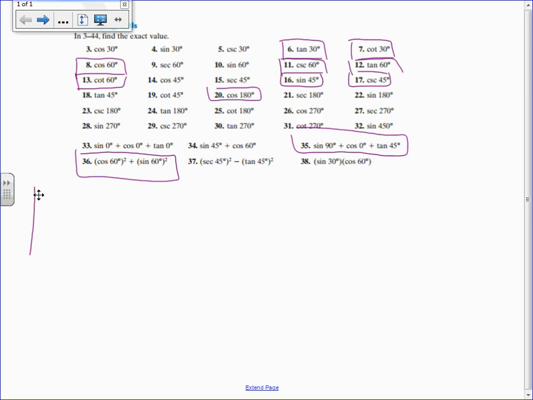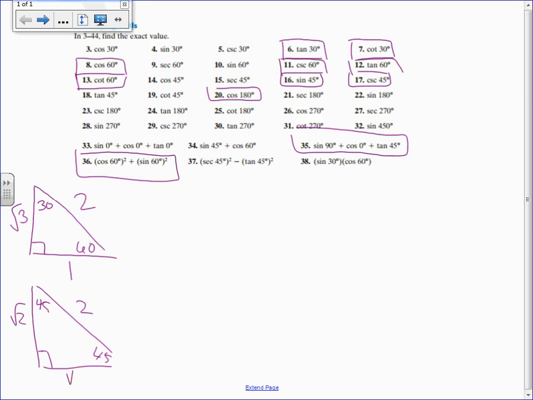So our first special right triangle is our 30, 60, 90. Remember the hypotenuse is always 2, and then I'm left with 1 and square root of 3. Smallest side is across from the smallest angle, so 1 has to go across from 30. My other triangle, 45, 45, 90. Remember the hypotenuse is always 2, and here my legs are both square root of 2.